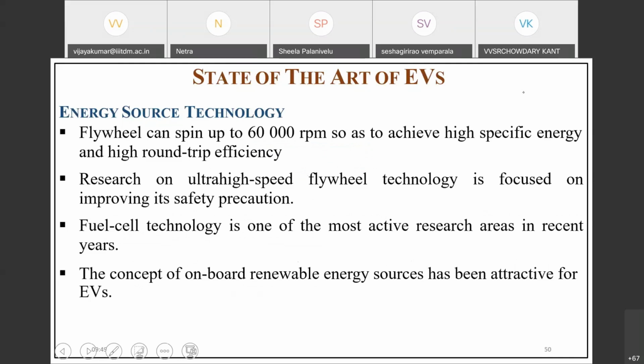Again, the flywheel: high speed flywheel technology will spin up to 60,000 RPM. That's a huge speed, right? For that, we have to maintain the mechanical structure for 60,000 RPM. When we talk about round trip efficiency, the flywheel is good, but from the mechanical stability point of view, we won't prefer flywheel storage in electric vehicles.